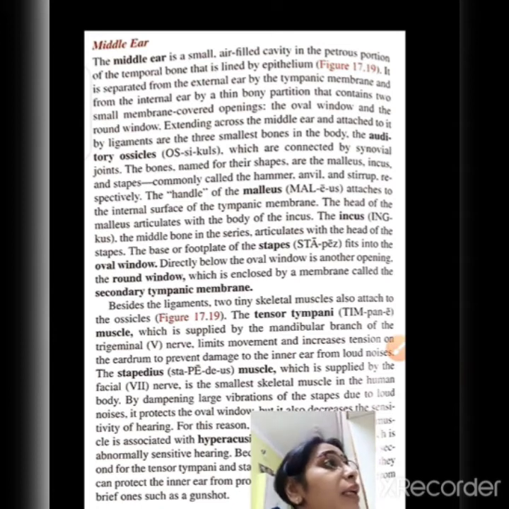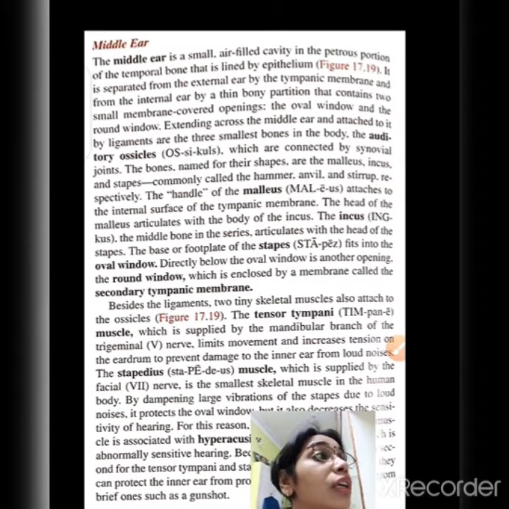By dampening large vibrations of the stapes due to loud noises, it protects the oval window, but it also decreases the sensitivity of hearing. For this reason, paralysis of the stapedius muscle is associated with hyperacusis, which is abnormally sensitive hearing.